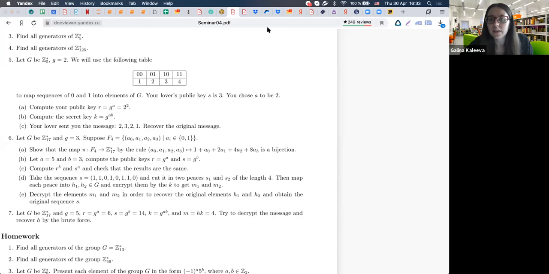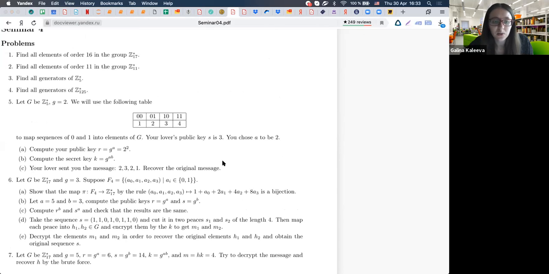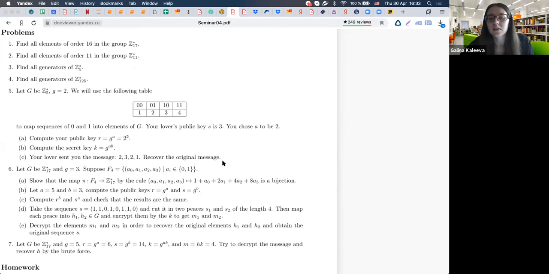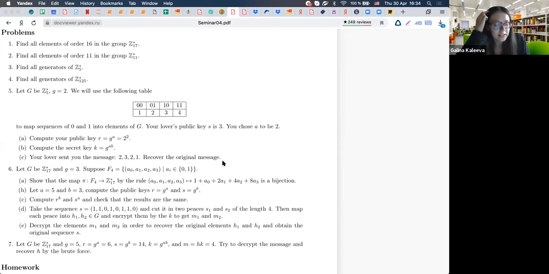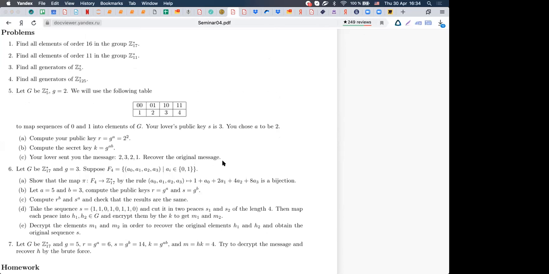If it's not clear, please ask questions, and we'll end our class. It is not clear. Let's look. Okay, we take our S and decode it to an element of our group. Am I getting it right?